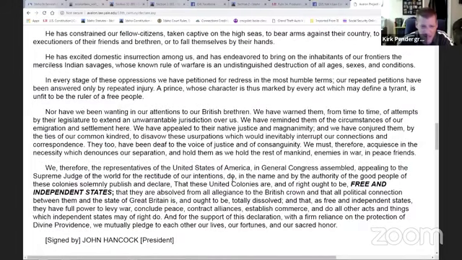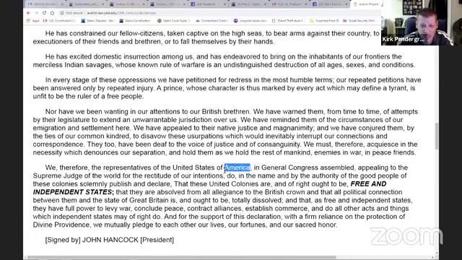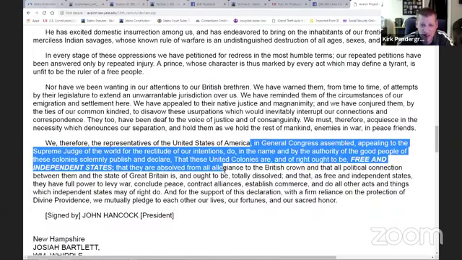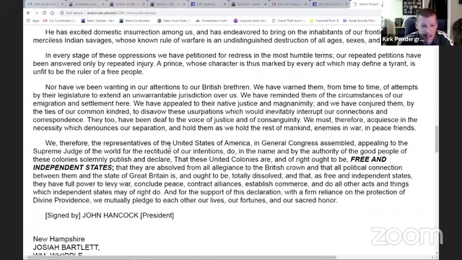We therefore, the representatives of the United States of America. So anytime you're writing something, don't forget to put of America, because America is the nation. The law of the nation, the law of nature applies. When you say the United States, you're talking about the federal corporation, and you don't want to talk about the federal corporation. You want to talk about the American Union, right? These states that have united together in the nation called America.